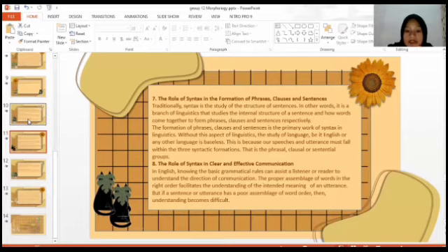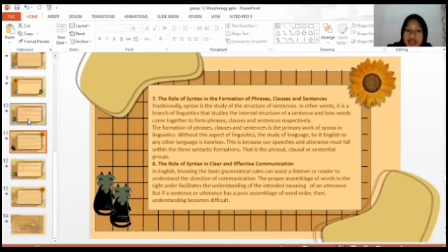Without this aspect of linguistics, the study of language, be it English or any other language, is baseless. This is because our speech and utterances must fall within the three syntactic formations, that is the phrasal, clausal, or sentential groups. 8. The role of syntax in clear and effective communication.